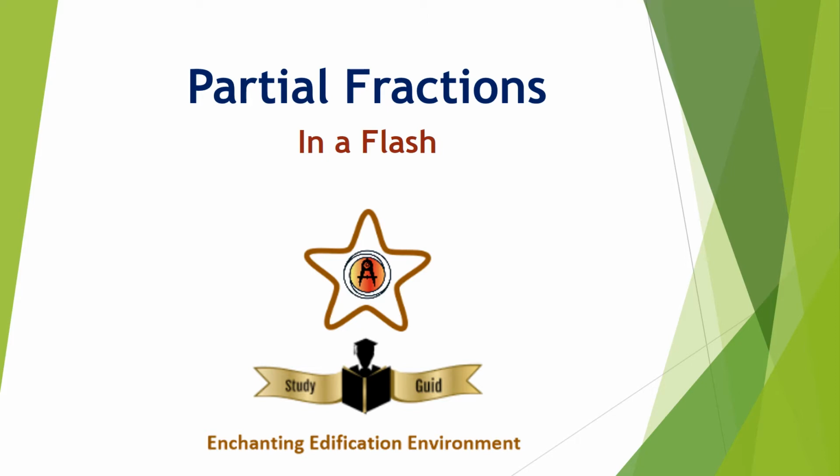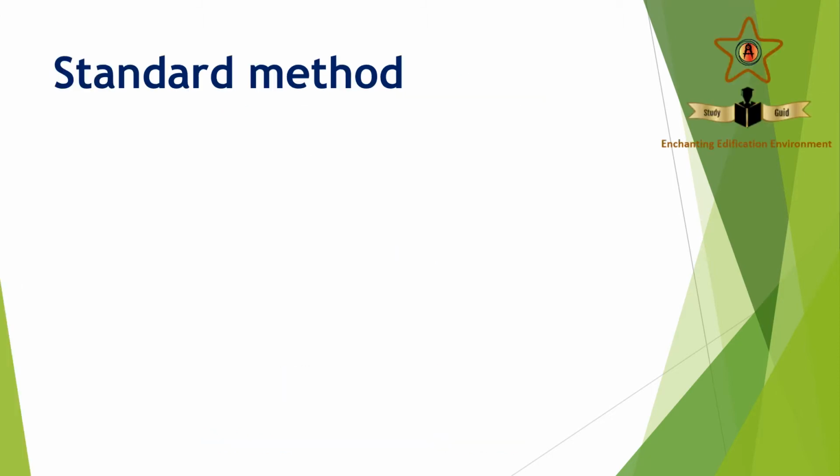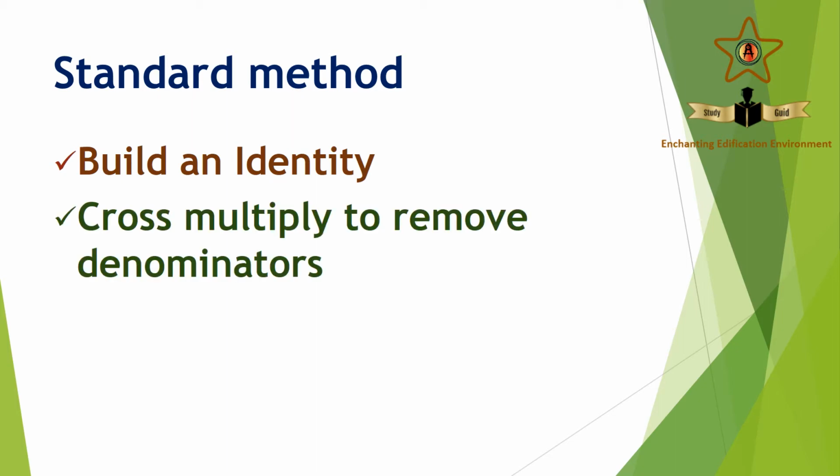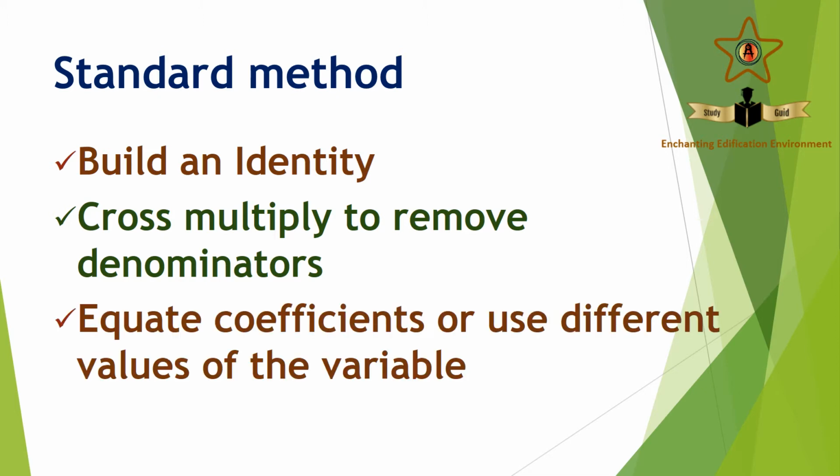Now we are going to discuss a faster method to get partial fractions. First we look into the standard method. We have to build an identity. Then we cross multiply so that the denominators are removed. Then we can equate coefficients of each power of the variable, or we can use different values of the variable to find the constants.